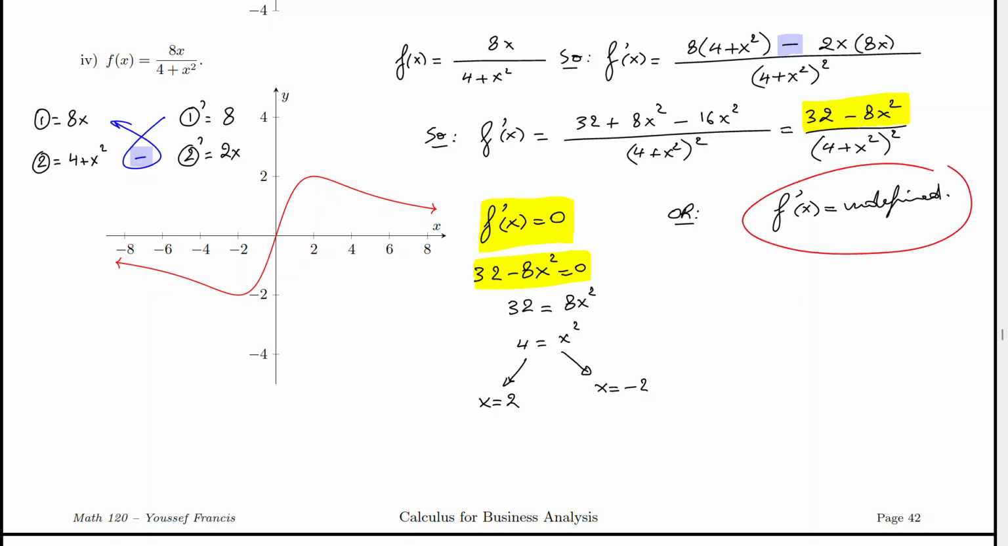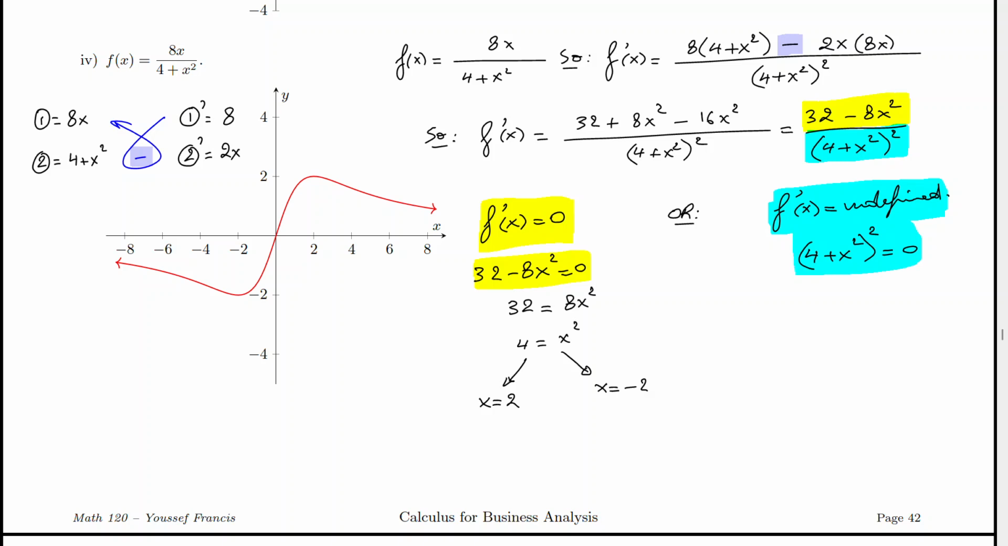When is the f prime equal to some undefined value? So what makes the f prime undefined? To answer that question, we just grab the denominator of the fraction and we set it equal to 0. So we say that we need 4 plus x squared to be equal to 0. For a fraction to be undefined, you need the denominator of that fraction to take on the value 0.